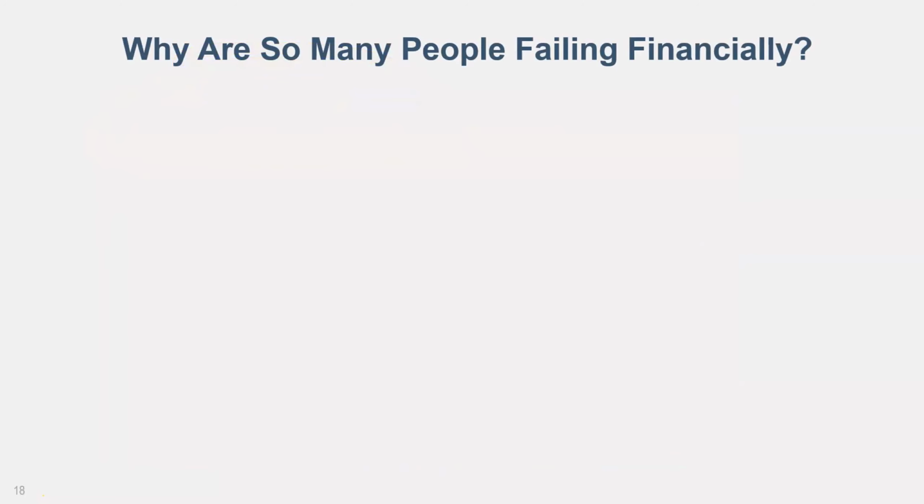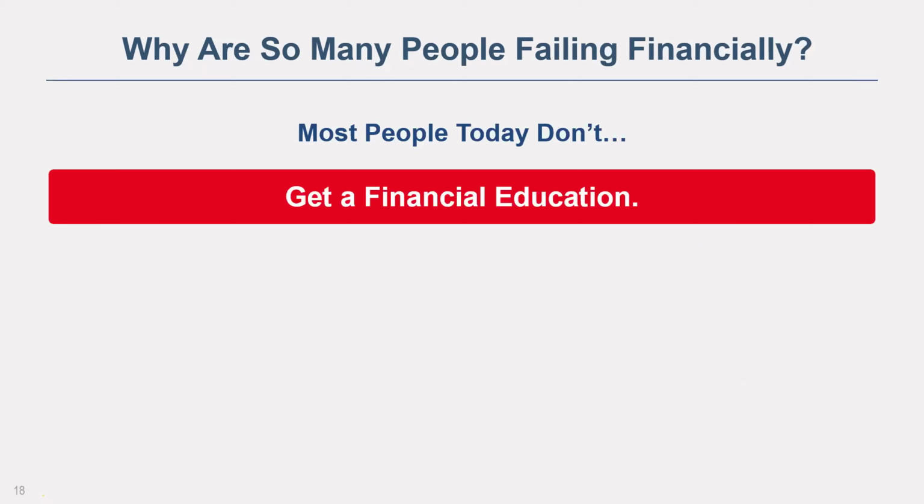So there are some reasons why people are failing financially, and what we found is that there are 3 main reasons. The first reason is that most people don't have a financial education. Would you guys say that you learned a whole bunch about money in school? No. Nobody is teaching you how money works, how to pay your mortgage off, how to get out of debt, and how to invest for your future.